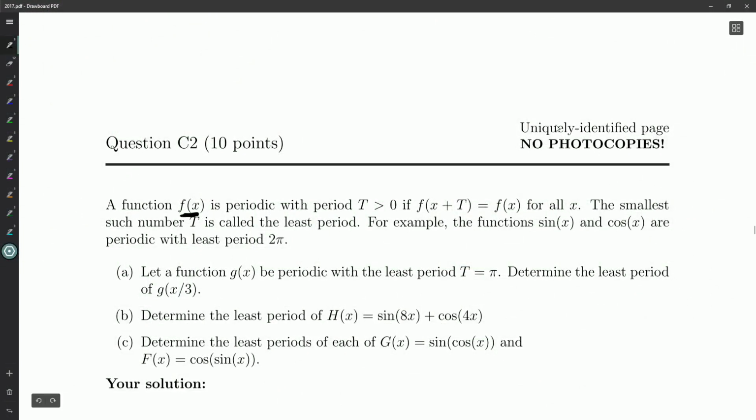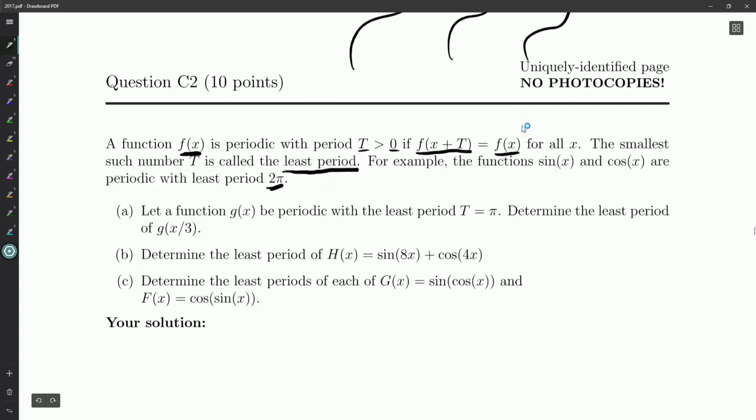A function f, or f of x, is periodic with period t greater than 0 if f of x plus t is equal to f of x for all x. The smallest such number t is called the least period. For example, the functions sine and cosine are periodic with least period 2 pi. This is true. Tan, which you might remember sort of looks like this, repeats every pi and would have least period pi. So we've got three parts of the question.